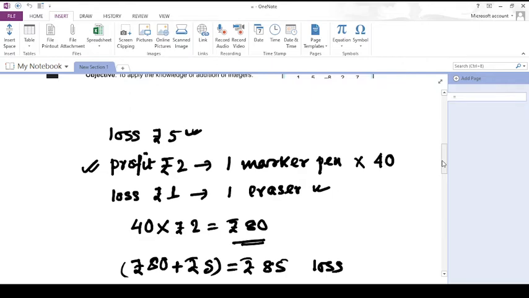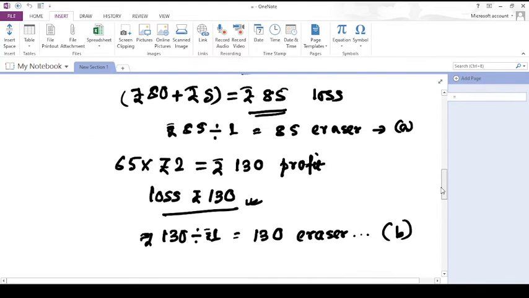But in total, he made a loss of rupees 5. So how much loss has he made in that particular month? Rupees 80 plus rupees 5, that means rupees 85 loss. So when he is making a profit of rupees 80 and a loss of rupees 85, that means in total he is making a loss of rupees 5, right? Now for making a loss of rupees 85, how many erasers does he have to sell? He has to sell one eraser for making a loss of rupees 1. So for making a loss of rupees 85, he has to sell 85 erasers.